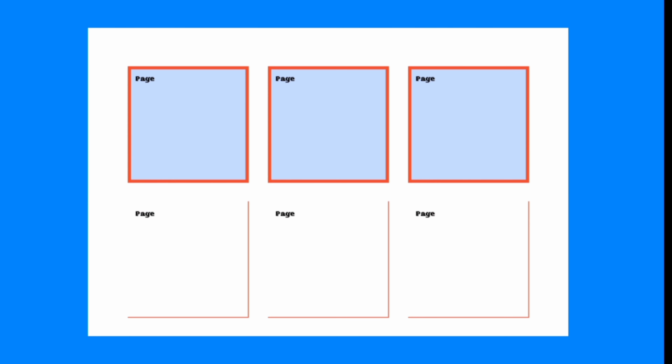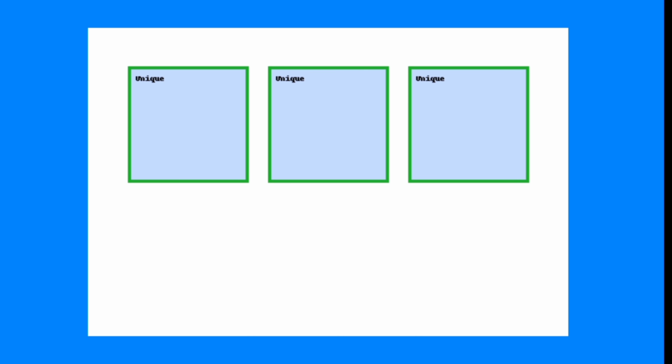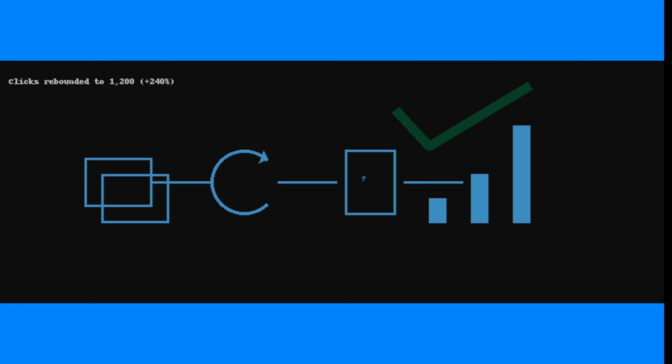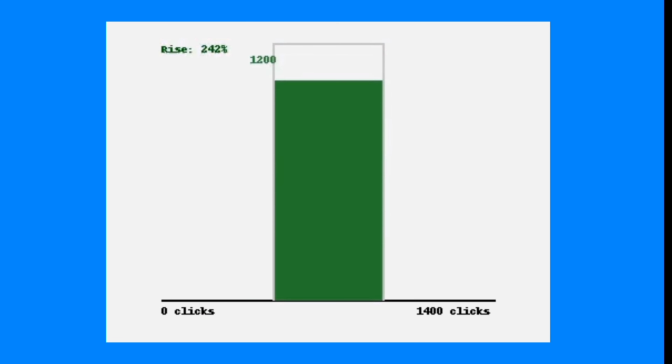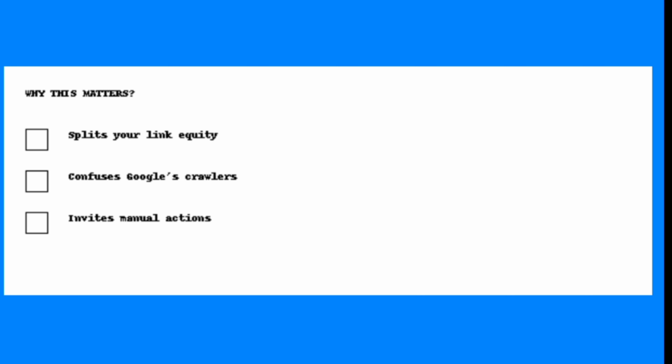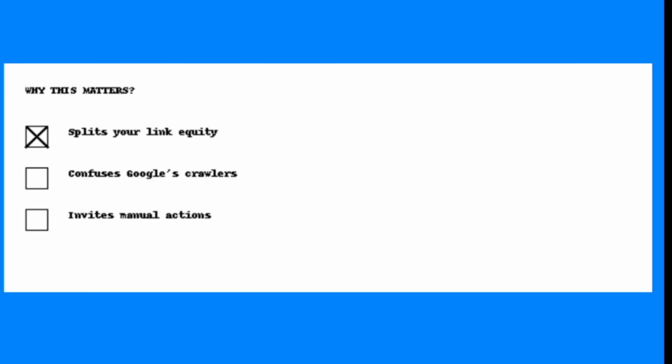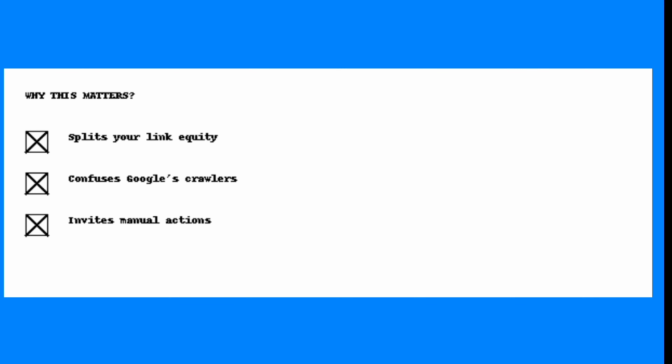Remember that SaaS client mentioned in the beginning? We ran this very method, cleaned up duplicates, implemented proper 301 redirects, and added schema-rich FAQs, and their daily clicks rebounded to about 1,200 within 3 months, an increase of over 240%. Why does this matter? Left unchecked, duplicate content splits your link equity, confuses Google's crawlers, and invites manual actions.